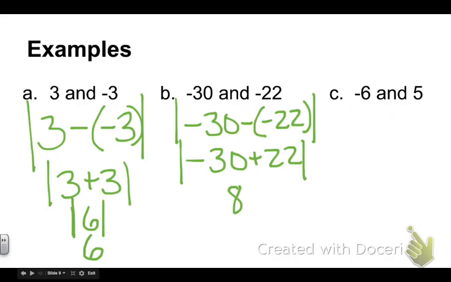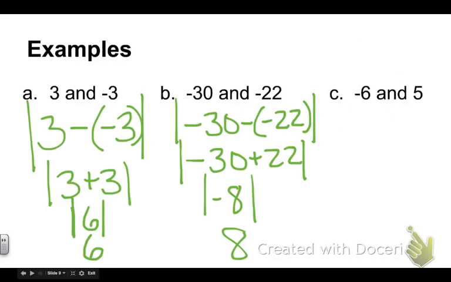30 has the greater absolute value. 30 is negative, so 8 is negative. What's the absolute value of negative 8? 8. So the distance between negative 30 and negative 22 is 8 units.